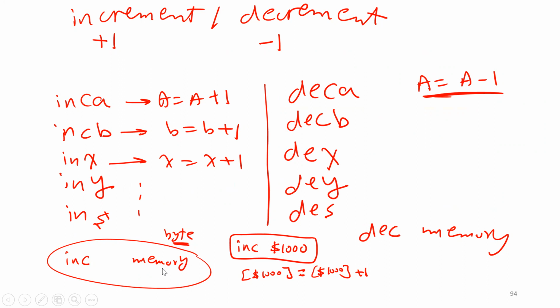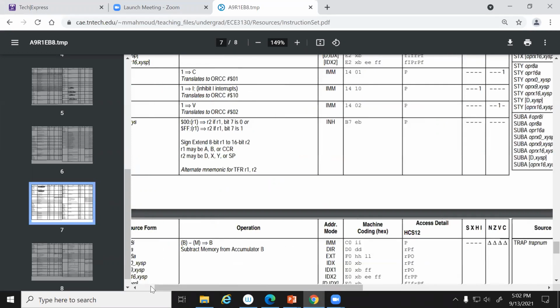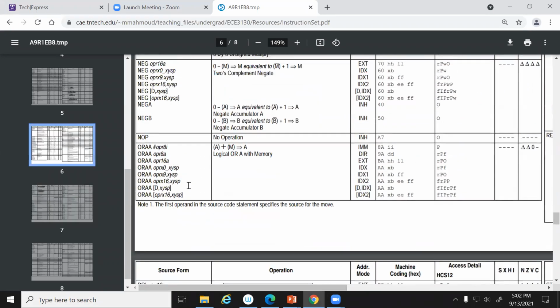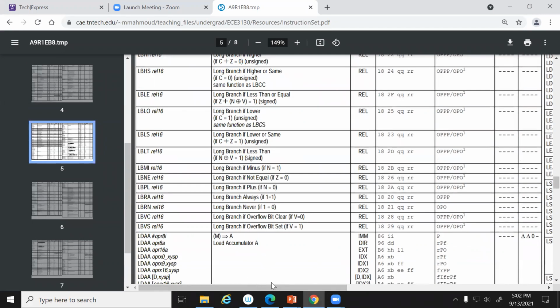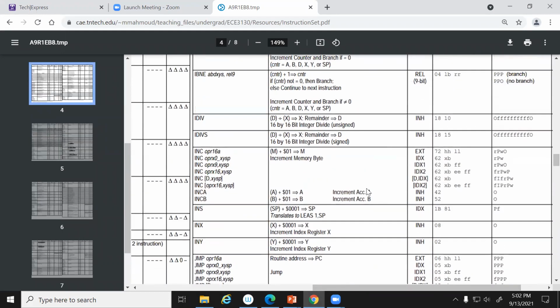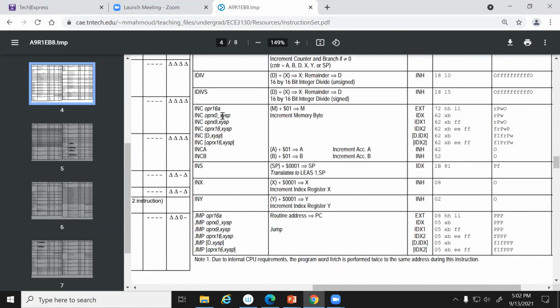Let's see what addressing modes you can use here. This is also something you can look at, as I told you. Look here, guys. You can use all the addressing modes here. You can use extended addressing mode, and you can also use indexed addressing mode. So for increment, you can use any addressing mode for memory. All of them are okay.